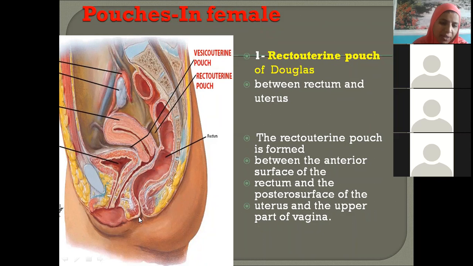If you insert your fingers through the rectum, anal canal, you call it per rectal. If you insert your fingers through the vagina, you call it per vaginal examination. These examinations we will elaborate when we do the uterus, rectum, anal canal organs again. For now, understand this is again the dependent part in case of female, the rectouterine pouch, seen between the anterior surface of rectum and posterior surface of the uterus and also a part of vagina.